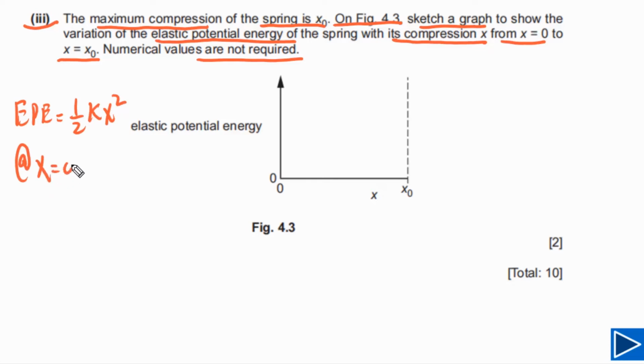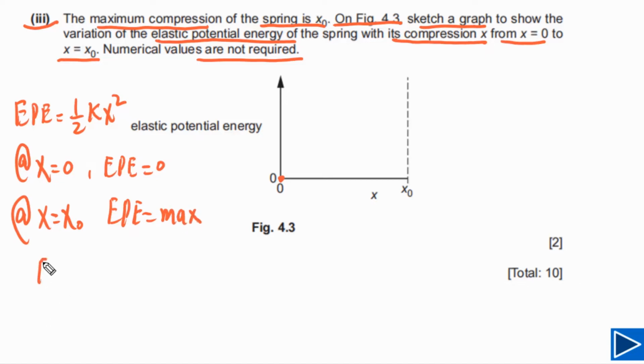When x is equal to 0, EPE has to be equal to 0. So the first point has to be here, at 0. We have to start from origin. And when x is equal to x naught, EPE is maximum, so it has some maximum value. But we also need to understand EPE is directly proportional to x squared, because 1 half k is constant, and this spring obeys Hooke's law.